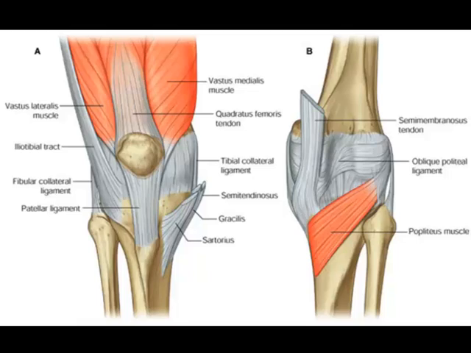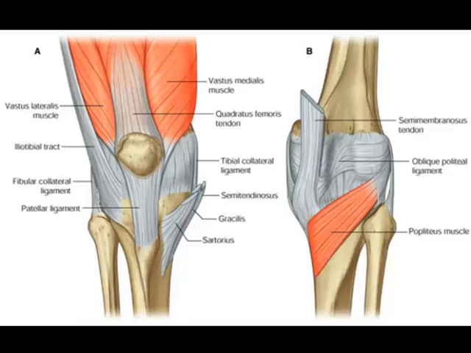Its superior attachment is the medial femoral epicondyle, and its inferior attachment is the medial tibia. Our next ligament is the patellar ligament, which supports the anterior aspect of the joint capsule. The superior attachment of this ligament is the superior margins of the patellar apex, and the inferior attachment is the tibial tuberosity. Next, we go on to the patellar retinacula, and there are two of these ligaments.